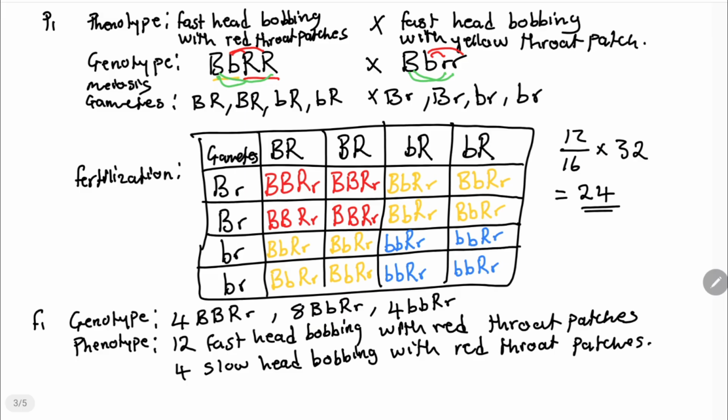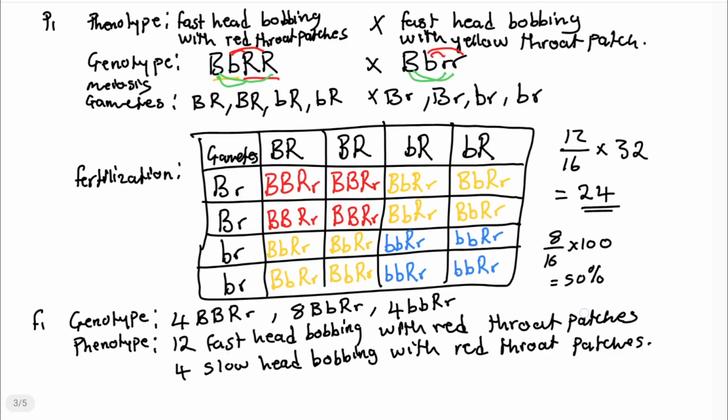Now, in terms of percentages, if they asked what is the percentage of offspring, for example, that are heterozygous for both traits? If we are saying they are heterozygous for both traits, it is these 8. They are heterozygous for head bobbing. They are also heterozygous for the throat patch color. So it is going to be 8 over the 16. Because it is a percentage now, we multiply by 100. So this is 1 over 2 times 100. So our answer here will be 50%. Right? So that is how you are going to approach calculations with regard to dihybrid crosses.